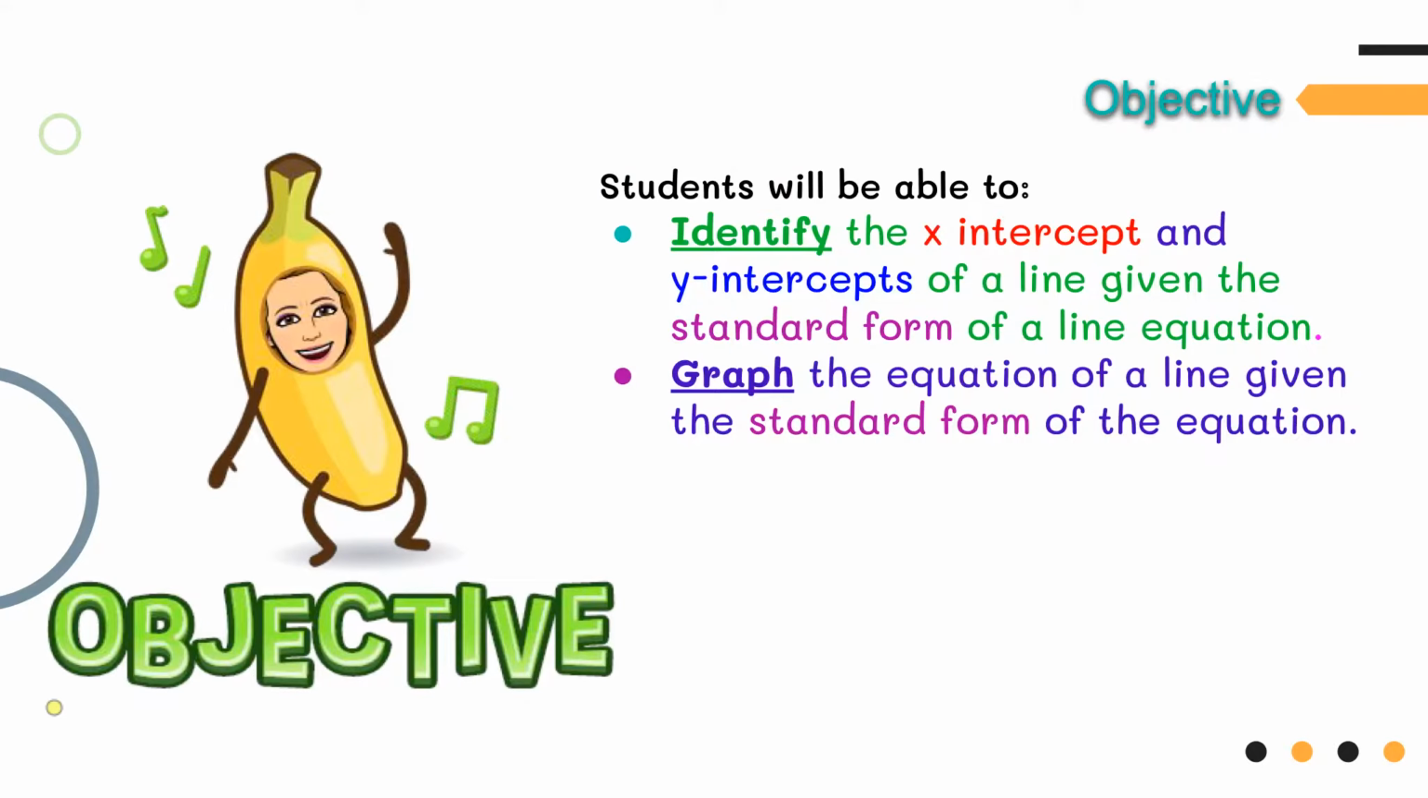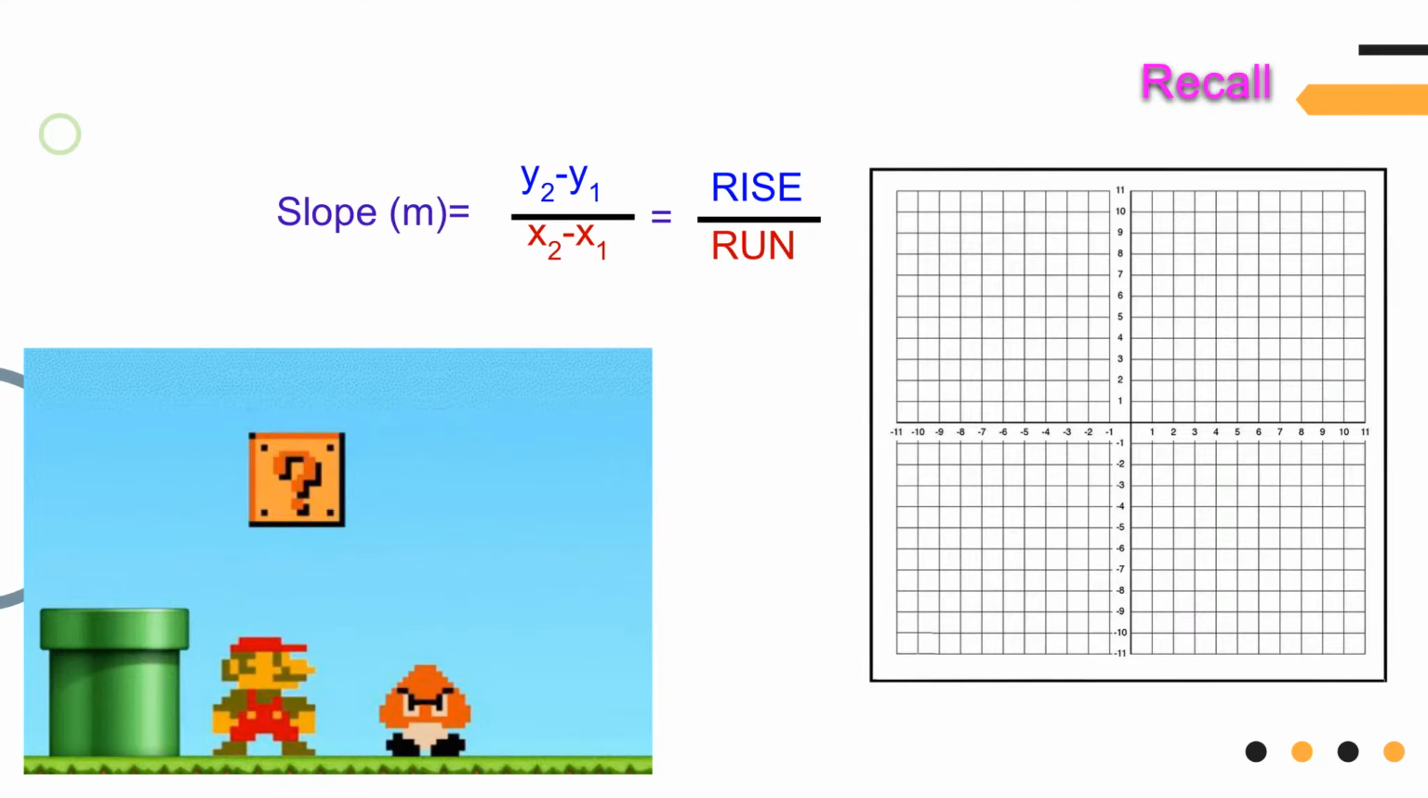In this lesson, students will be able to identify the x-intercept and y-intercept of a line given the standard form of a line equation, and they will be able to graph the equation of a line given the standard form of an equation. You recall, slope is equal to y2 minus y1 divided by x2 minus x1, otherwise known as rise over run.